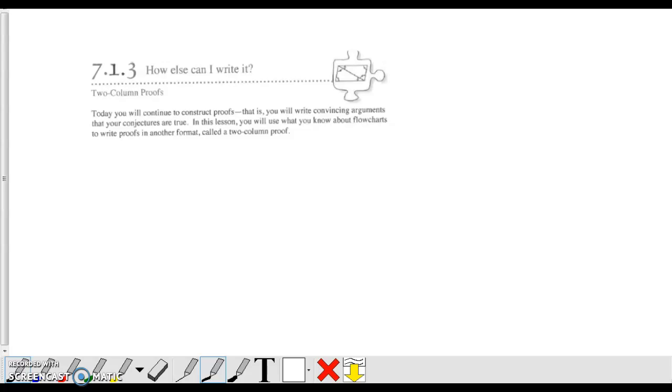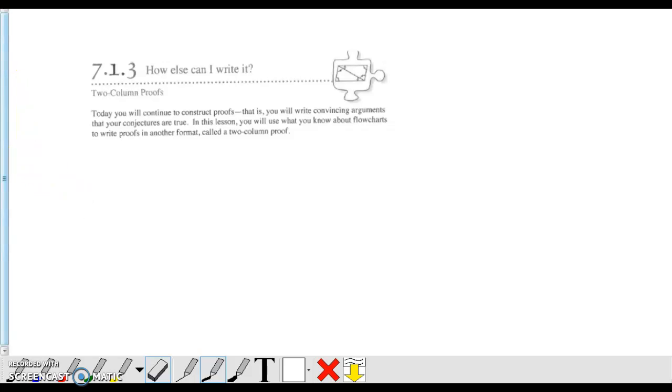Right, in this video we are going to be talking about two-column proofs. We're going to construct proofs, writing the convincing arguments that we have been doing recently in all of these flowcharts. But this time we're going to put it into two-column proofs, so instead of with our flowcharts, it'll look like two columns.